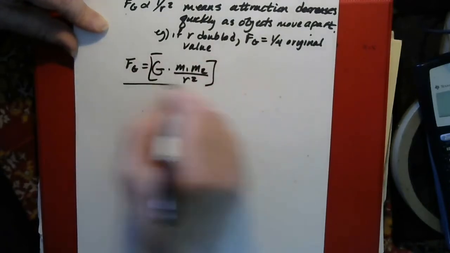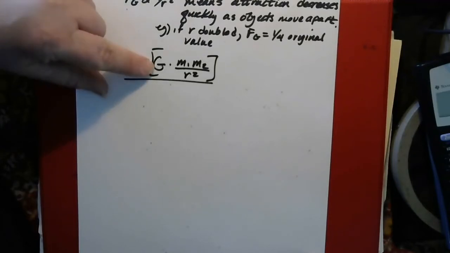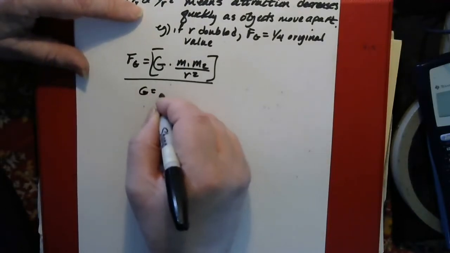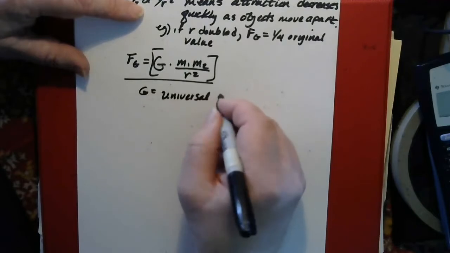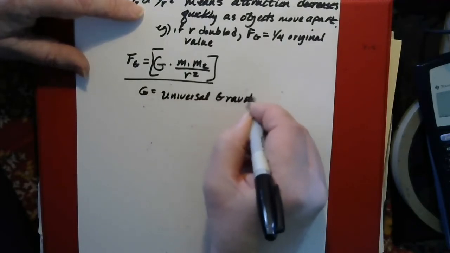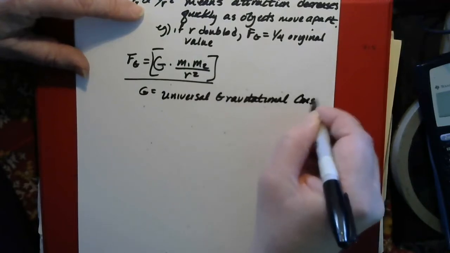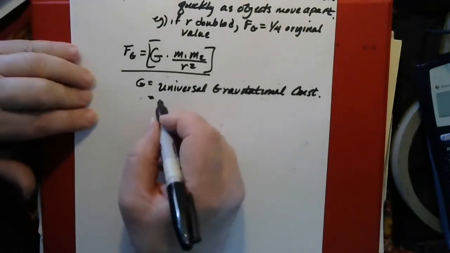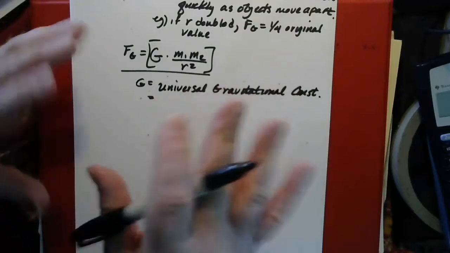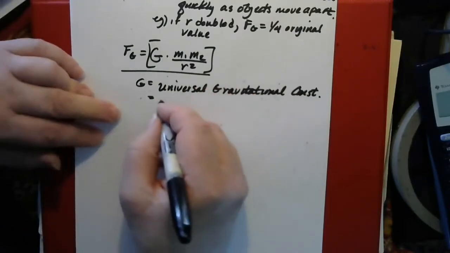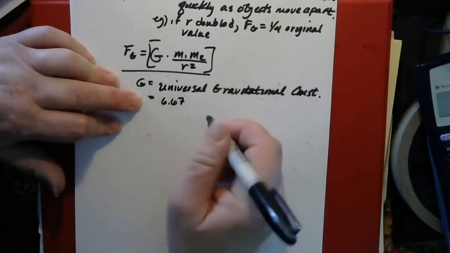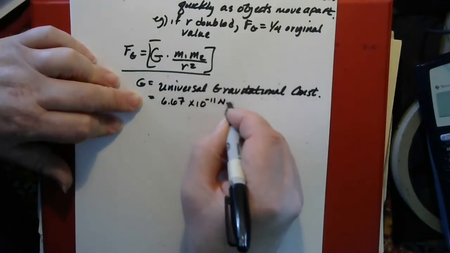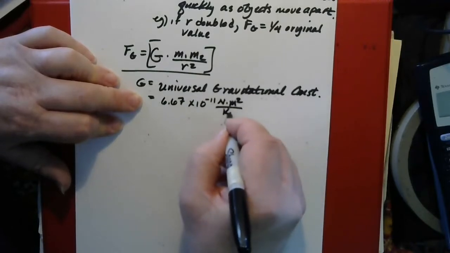The actual equation for gravitational attraction is given as F sub G equals capital G times M1, M2 over R squared. Capital G is known as the universal gravitational constant. It's a proportionality constant, or kind of a fudge factor, if you will, which relates the numbers to each other within the equation, and it also makes sure that the units come out correctly. And numerically, capital G, or the universal gravitational constant, is 6.67 times 10 to the minus 11 Newton meters squared over kilograms squared.